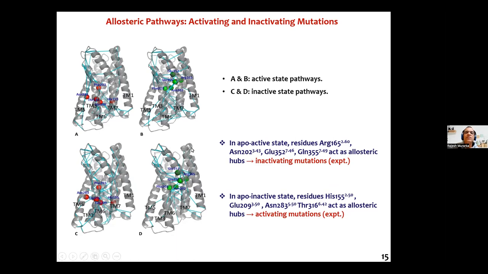Similarly, these residues, which are basically promoting the active state of the receptor, we can see that in the active state the number of pathways via these residues is much more compared to the inactive state. So these residues are the activating mutations, and these residues are the inactivating mutations.